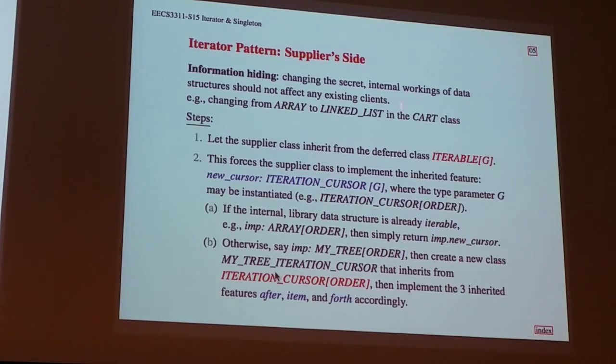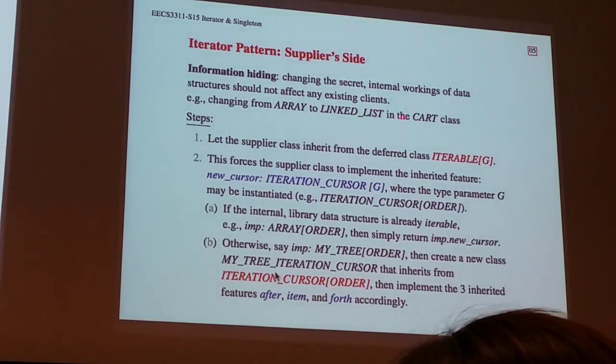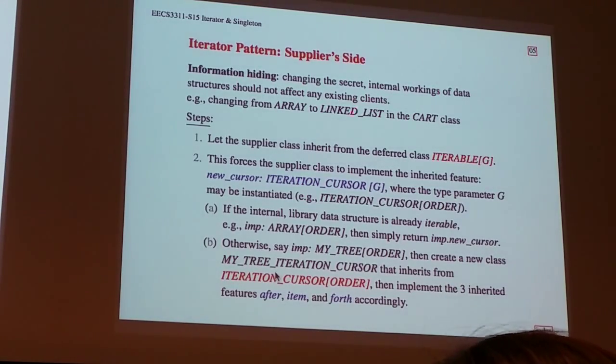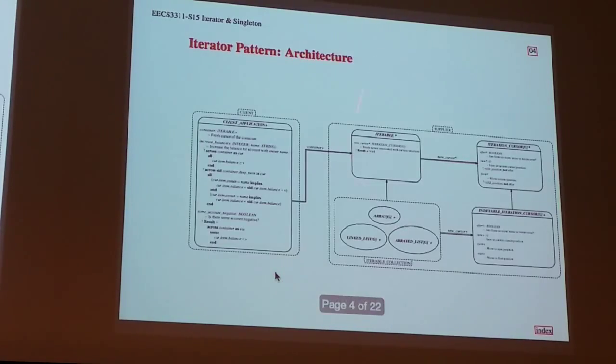First of all, we have to know how information hiding is applied for the supplier side. Changing the secrets, the internal workings of the data structure, should not affect any existing clients, let's say from array to linked list, from linked list to tree, etc. So now you want to instantiate the diagram here for your own purpose, right? These two classes are already there. They are like the interface. So you're trying to make your own classes to be the descending classes of those interfaces. That's what you have to do.